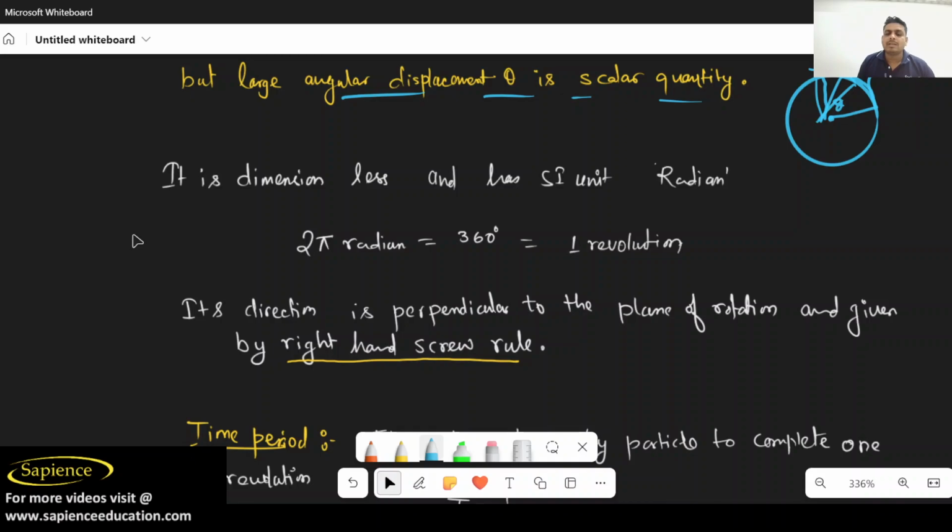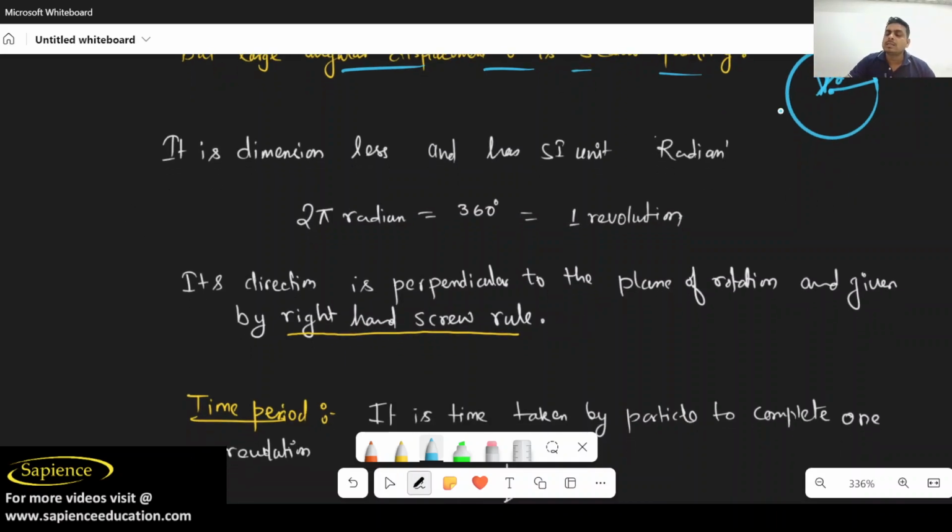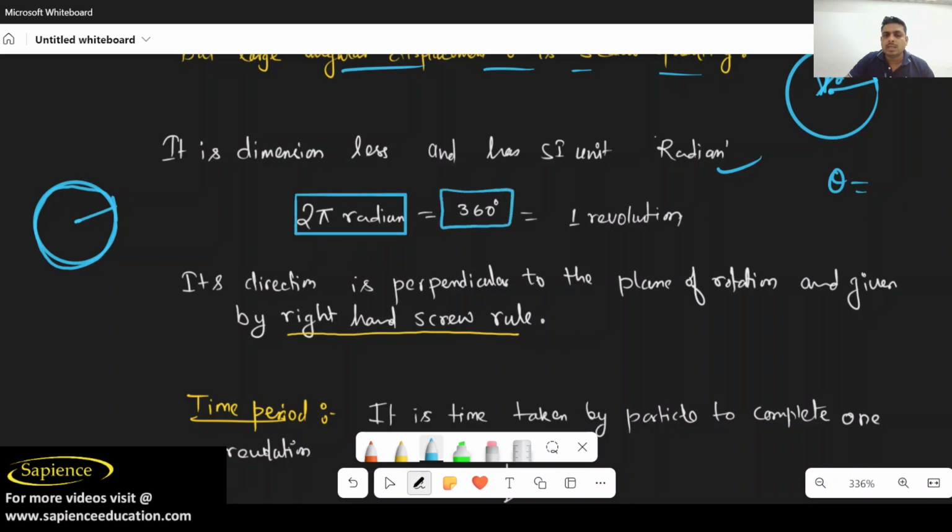Now, it is dimensionless and has the SI unit radian. Theta does not have any dimensions. As we know, 2 pi means one complete revolution. One complete revolution contains 2 pi radian, and this 2 pi radian is called 360 degrees or one revolution. So for one complete revolution, the angle is 360 degrees, which is 2 pi radian, and its direction is perpendicular to the plane of rotation and is given by the right hand screw rule.